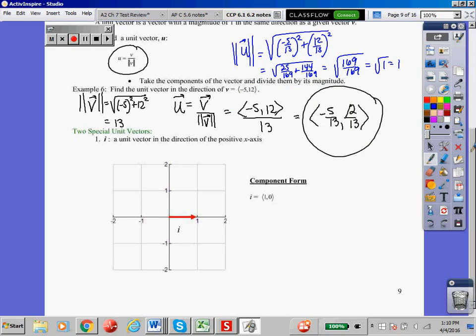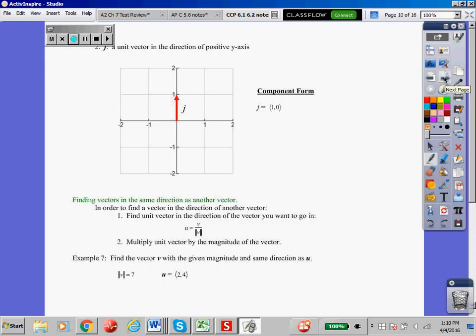All right, two special unit vectors. We have something called I, and it's not the imaginary number, okay? In vectors, I is the component form 1 comma 0, so that's to the right, 1, and it's a unit vector. The magnitude is 1. And if you flip to the next page, J is another special unit vector.